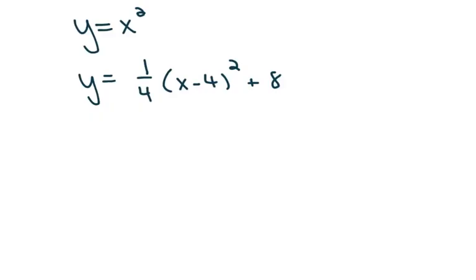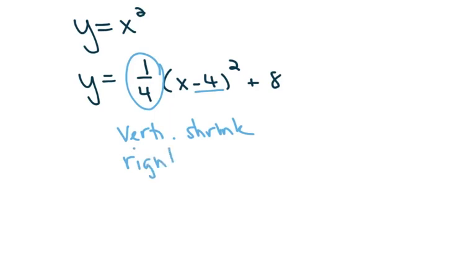Let me show you. I can tell you that if the parent function is x squared, then the 1/4 is being multiplied in front. It's a vertical shrink. The -4, that's going to move the graph to the right 4. Whatever's in the parentheses, because it's being added or subtracted from the input or x value, is always going to move the graph left or right. The +8 out here is actually being added to the output of the original function. So anything that gets added or subtracted from the output, y value, moves the graph up or down. This is going to go up 8.